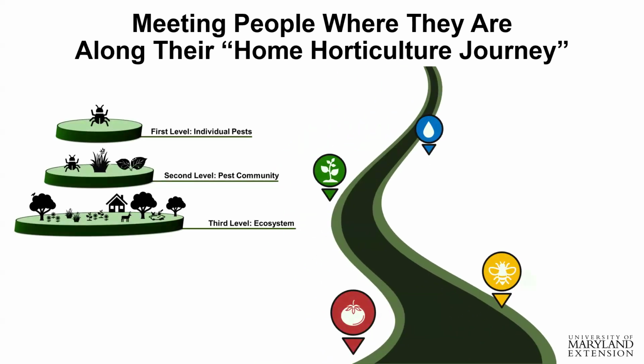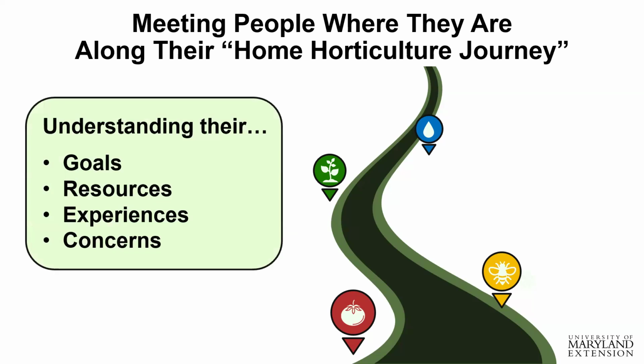Thinking about where their perspective's at. Maybe they're only thinking about individual pests right now. Maybe we can start to introduce them to looking at a more pest community level or an ecosystem level viewpoint, especially emphasizing how this can really help build sustainable landscapes and help with long-term pest control. This has to do with understanding a particular person's goals, resources, experiences, and concerns.